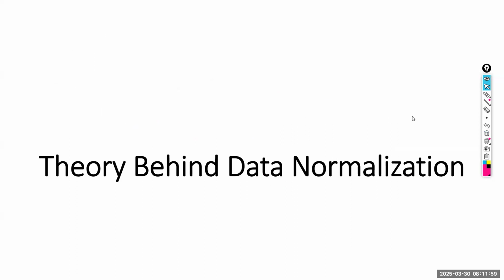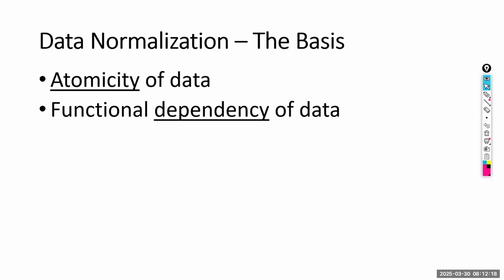Right. So before moving into how to do this, let's discuss a few theoretical aspects behind data normalization. There's a theory related to relational algebra and relational theory. By the way, your next topic is relational algebra. So the two main concepts are atomicity of data and functional dependency of data. Especially the first normal form depends on the atomicity of data. Second and higher normal forms depend on the functional dependency of data.